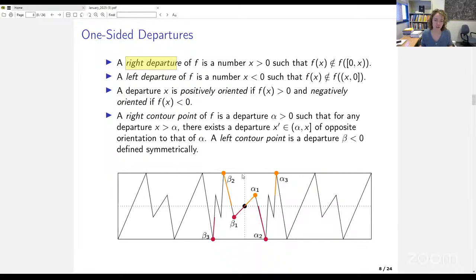First, if we just look on the right side, so to any point right of the point 0, 0, a right departure is a number greater than 0, which is breaking new ground, so to speak. So if you have a point x1, which is smaller than x, f of x1 does not equal f of x. If we look at this map in orange on the right, I indicated with orange right departures, and then again with red some right departures, and then some right departures here as well. Left departures are defined symmetrically, except now we go to the left from 0, so we have departures here, here, and here.